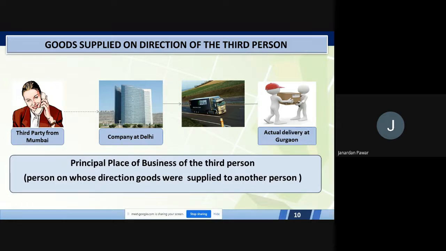So this is for goods supplied on direction of the third person. I hope you understood what I mean to say.